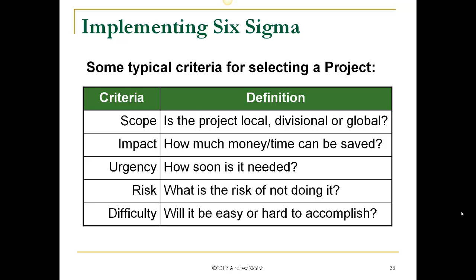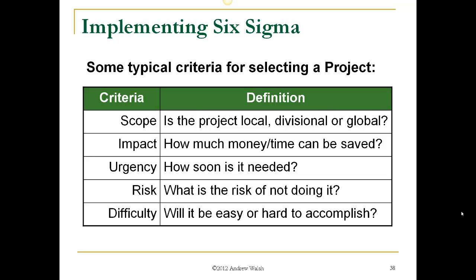Here are some typical criteria for selecting a project. You would want to look at its scope. Now, is this project just a local project? Is it division-wide, or is it global? It can be a small scope or a very large scope. What's the impact? How much money, how much time, or combined can be saved? If a lot of money can be saved, you may want to do that.